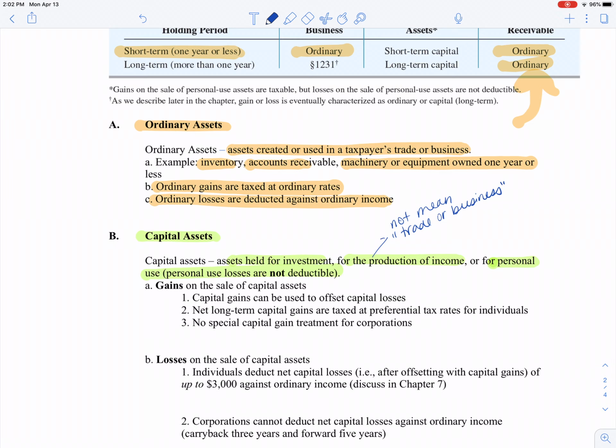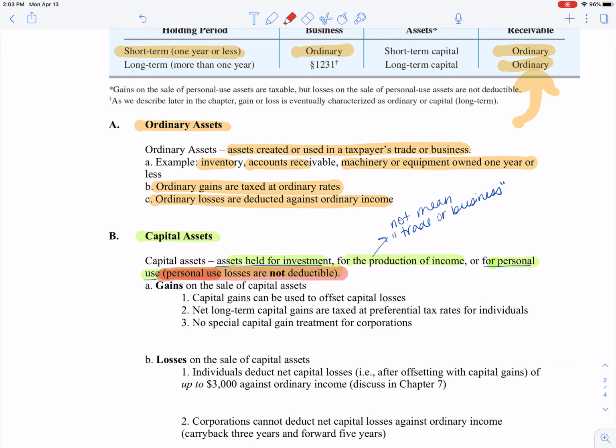So you won't see this one as much, but this might be something that you do as a hobby or something like that, where your goal is to produce some income, but it's not really going to rise to the level of being considered a trade or business. So what we see most here for capital assets are assets that are held for investment or personal use assets. The really important distinction that I need you to get here, I'm going to actually highlight it in red, is that personal use losses are not deductible. Okay, so we have this default that personal use assets are capital assets, but personal use losses are not deductible.